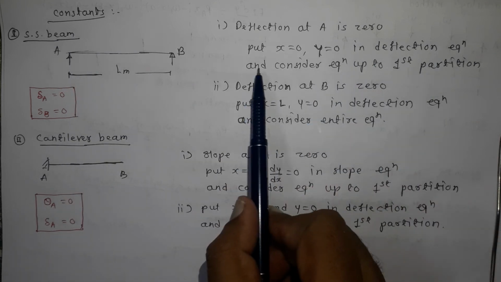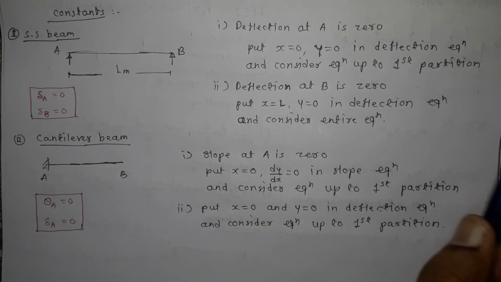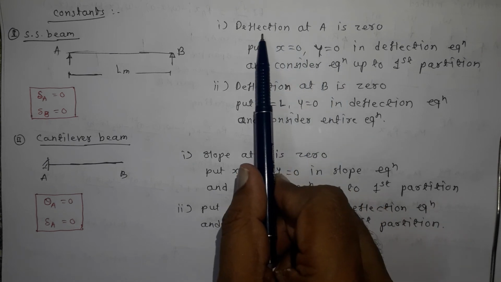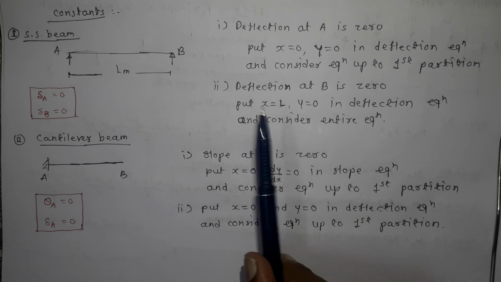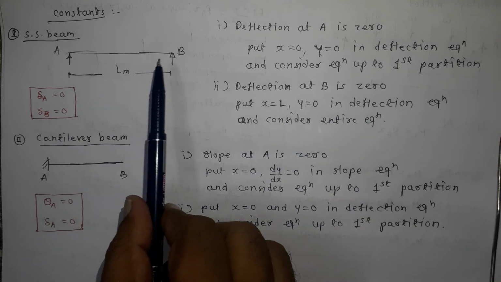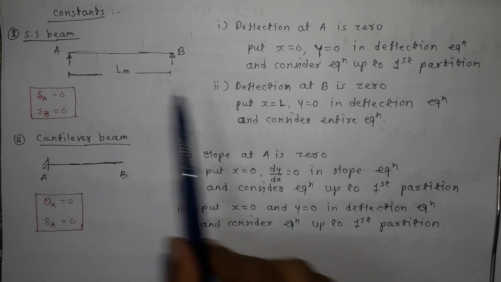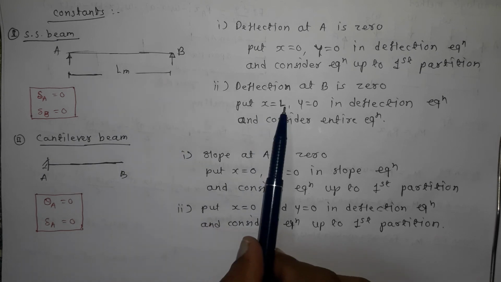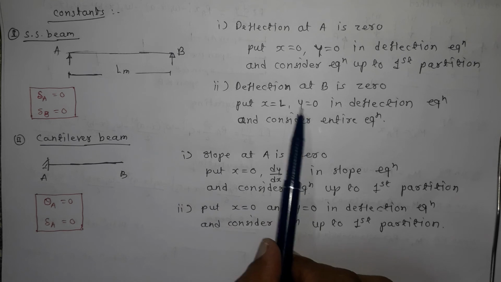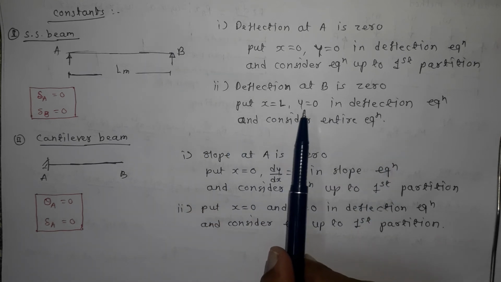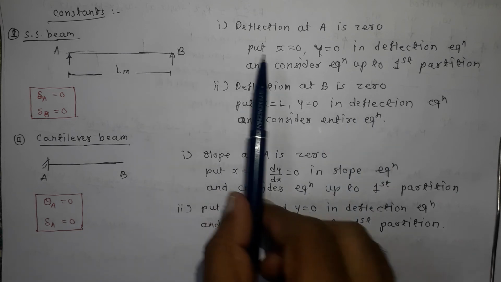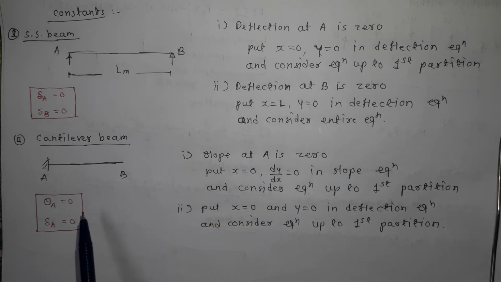So in the deflection equation, consider the equation up to the first partition. When we want to use this condition, deflection at A is 0, put x equal to 0, y equal to 0. Deflection at B is also 0 for a simply supported beam, and therefore put x equal to L and y equal to 0. x equal to L means point B, and y equal to 0 means deflection at B is 0 in the deflection equation. But here we will have to consider the entire equation because the point B is the extreme right end.